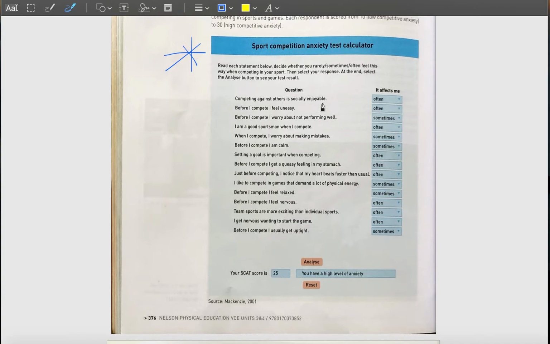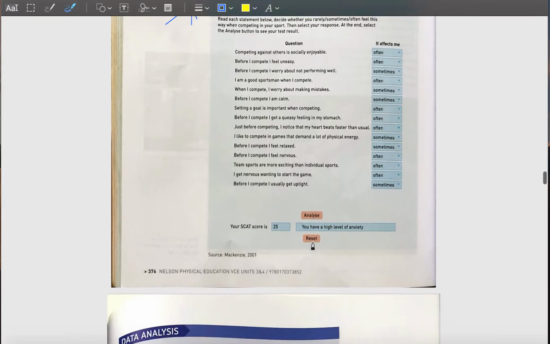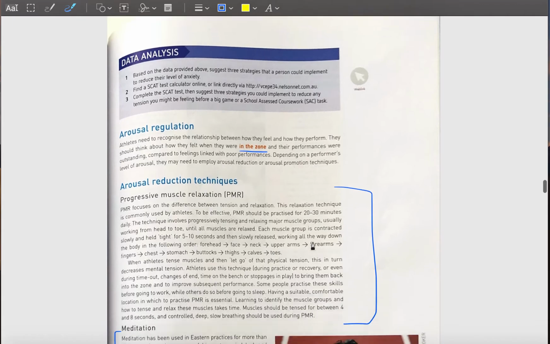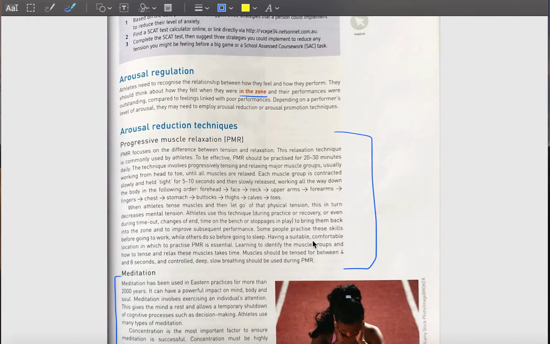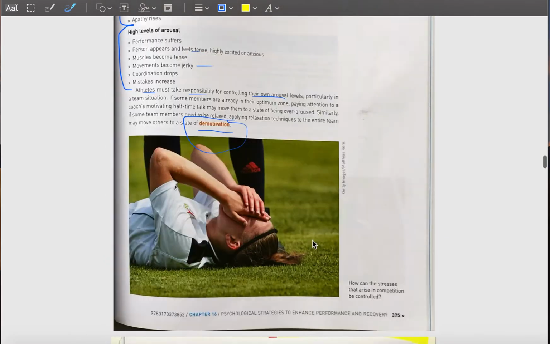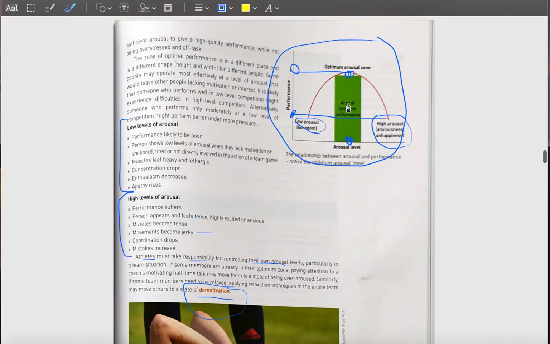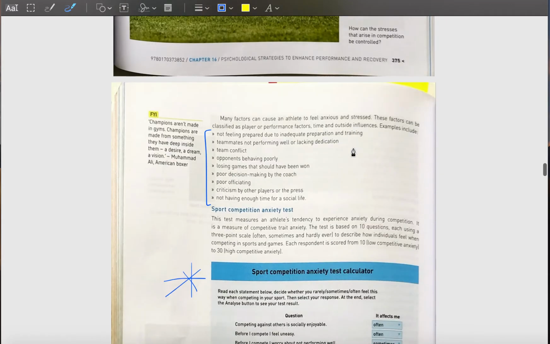And sometimes you need to look at which one of these are you answering often to and which ones of them are you answering sometimes or never to, so which ones can you make changes to. So when we talk about making changes to arousal, we are talking about making sure that the athlete is staying within that zone, that optimal performance zone. If they are in the high arousal area, we need to bring it back down. If they are in the low arousal area, we need to bring it back up.